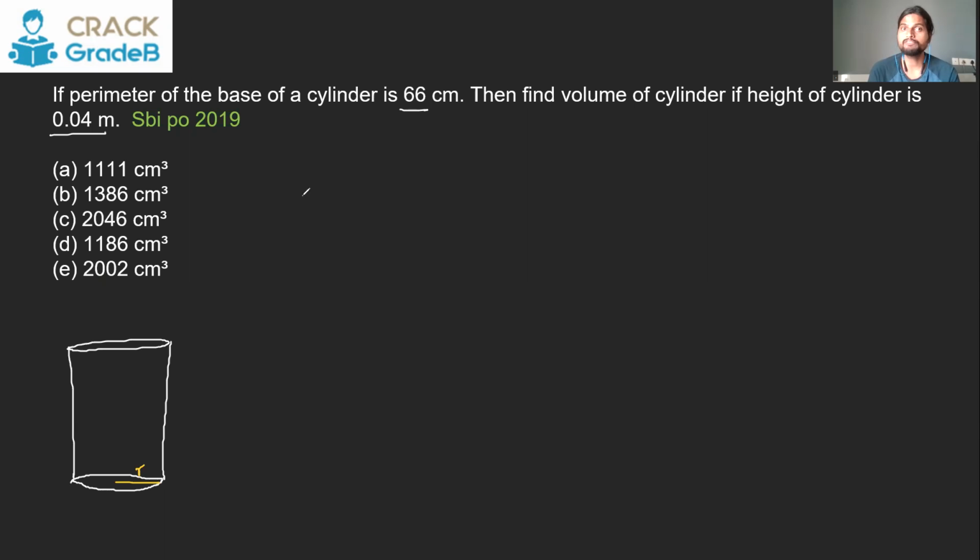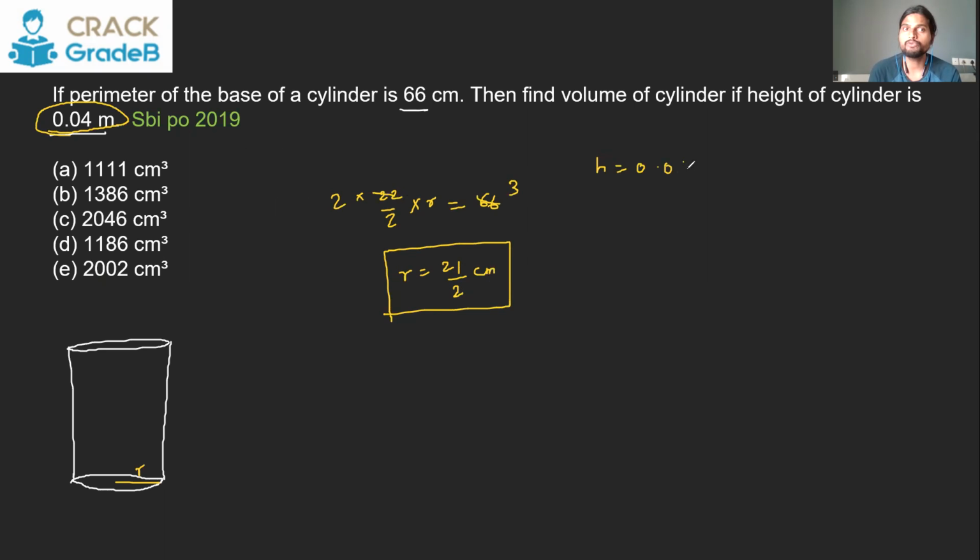the perimeter of the base, meaning the circle, is 2 into pi into r, which is given as 66. This is 22's 3 times. So the r will be 21 upon 2 centimeter. The radius will come out to be 21 upon 2. The height is already given, that is 0.04 meter.